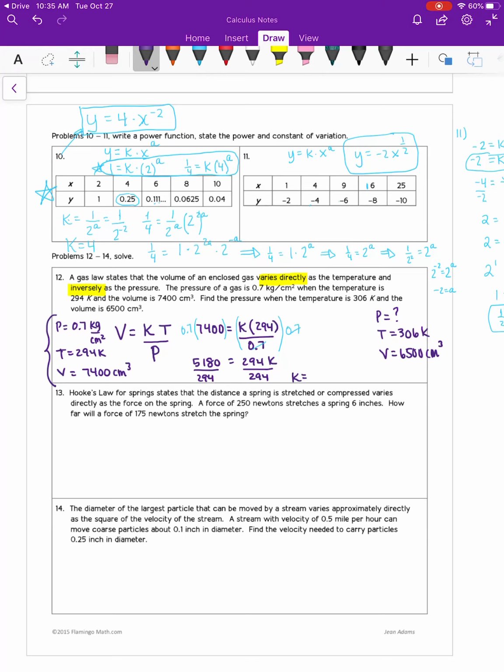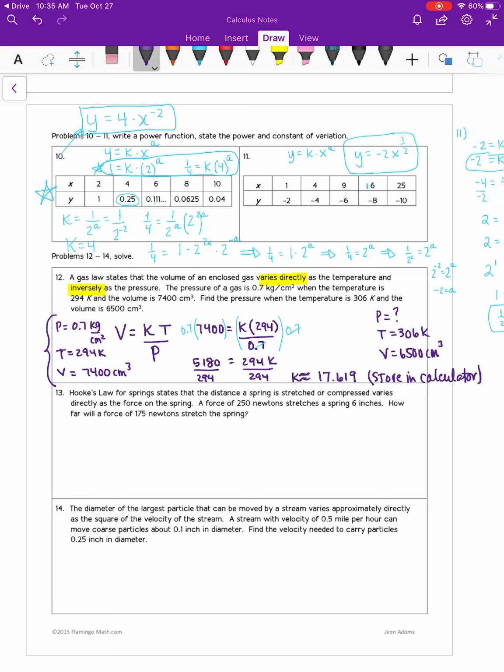And that's going to give you your K. Now, it's going to be approximately 17.619. Okay, that's going to be the approximation. But I want you to store it in your calculator as K.